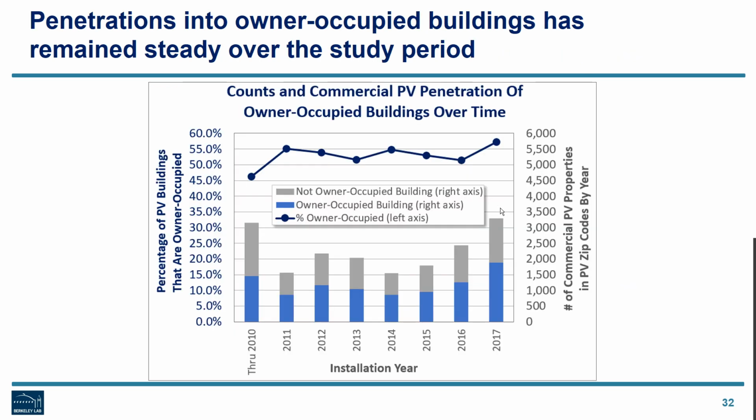Similarly, owner-occupied buildings as a percent of all buildings remained in a relatively tight range, between 50 and 55%. We do see an uptick in 2017 beyond that, which might indicate that this particular group of properties is being developed more rapidly than others in the last year, and that might continue in 2018. It's unclear.